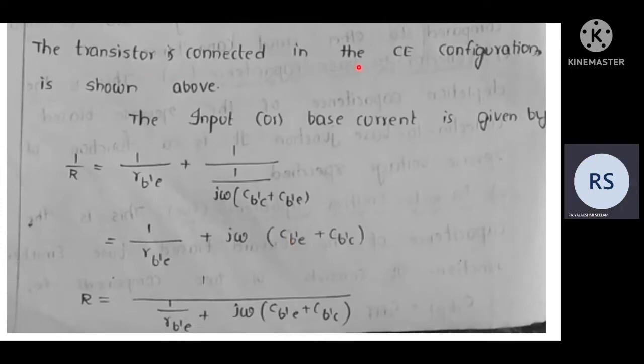So here the transistor is connected in the CE configuration, which is shown above. The input or base current is given by 1 by R equals 1 by RB'E plus 1 by j omega (CB'E plus CB'C). Or R equals, by cross multiplication, 1 by (1 by RB'E plus j omega (CB'E plus CB'C)).